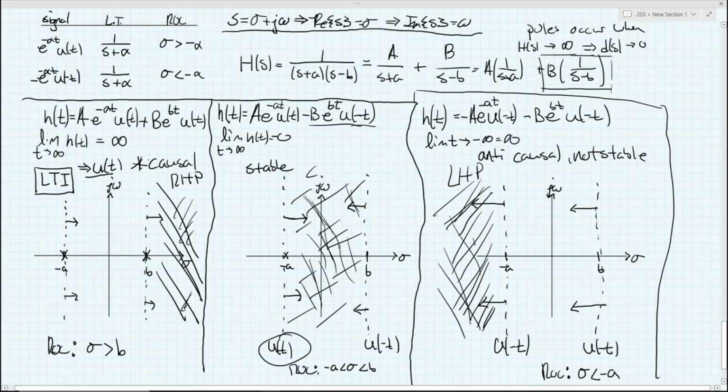So that's your region of convergence. Now, in order for it to be stable, the j omega axis has to be included. And if it's a linear time invariant system, then it's causal, and it's going to be right half plane.